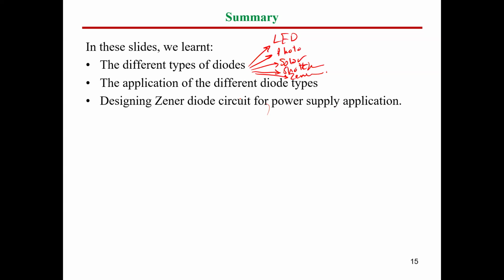We discussed also how to design Zener diode circuits for power supply application. So power supply application means we have a reference volt, so we know how to make a reference volt now. And with the assignment you have, you will know more about the sizing of the resistance, and this is going to help you to understand how to size or use Zener diode for power supplies. So this is a summary for what we discussed today.